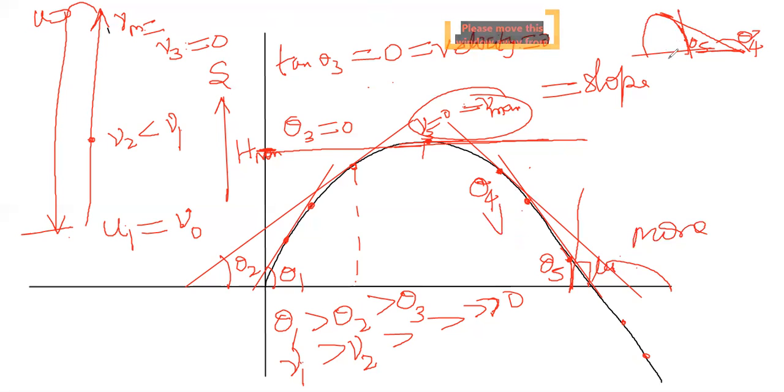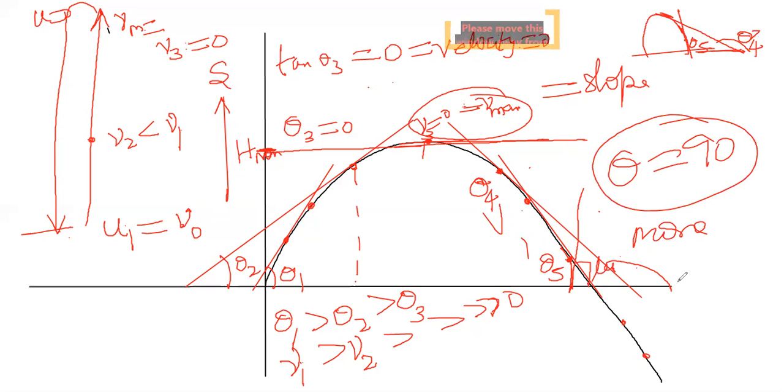Slowly this will become 90, is it or not? So theta 4 is more than theta 5, that's for sure. Slowly this theta 5 will become 90 degrees. That is the maximum velocity upon reaching the ground. Understand? When theta becomes 90, what does it represent? It represents V upon reaching the ground, or the final velocity of the body upon reaching the ground.